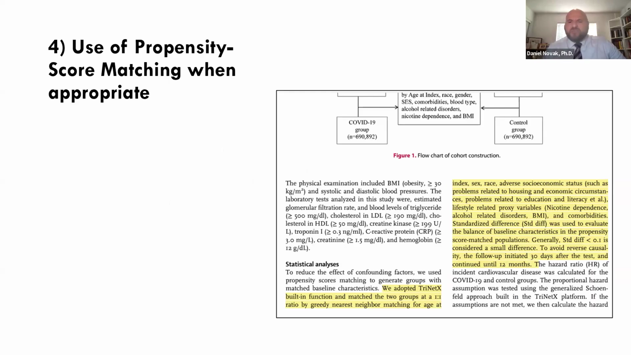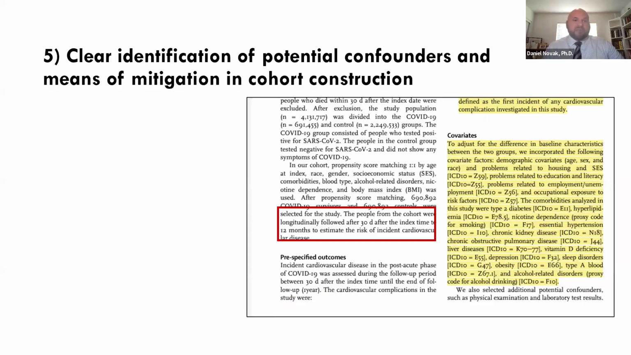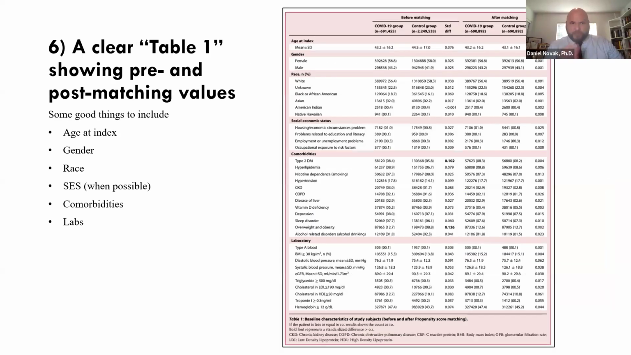They say, in specific, to avoid reverse causality, the follow-up initiated 30 days after the test and continued until 12 months. So they even describe temporality in relationship to how they were propensity score matching. You want to make sure you have clear identification of potential confounders and means of mitigation in your cohort construction. That's something you'd want to do in any study, but it's particularly important here.